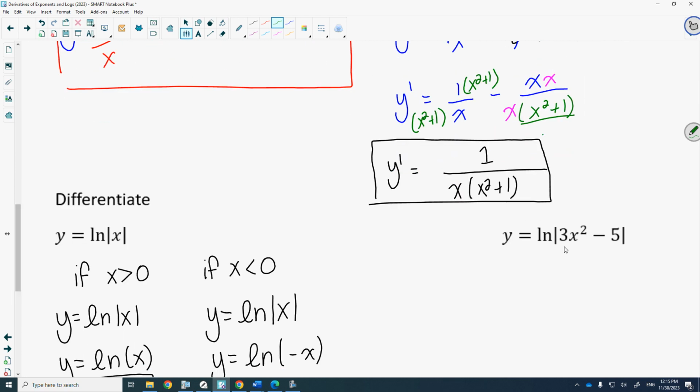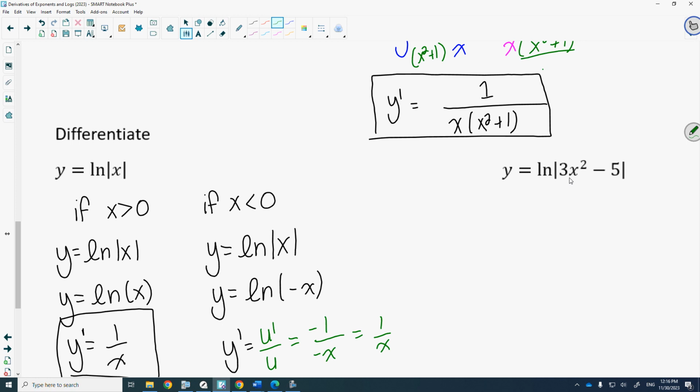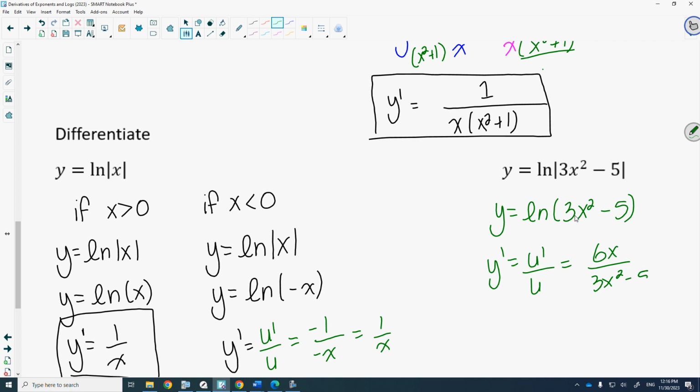Now, let's look at this one. Y is equal to the natural log of the absolute value of 3x squared minus 5. For this function, the absolute value actually doesn't matter, and we would take the positive case anyways, because remember that with logs or natural logs, your argument can't be negative. So this function is actually the natural log of 3x squared minus 5, because we can't have a negative argument, so the negative case doesn't apply. If I said, what's the derivative of this? It's going to be u prime over u, which is 6x over 3x squared minus 5. Okay?